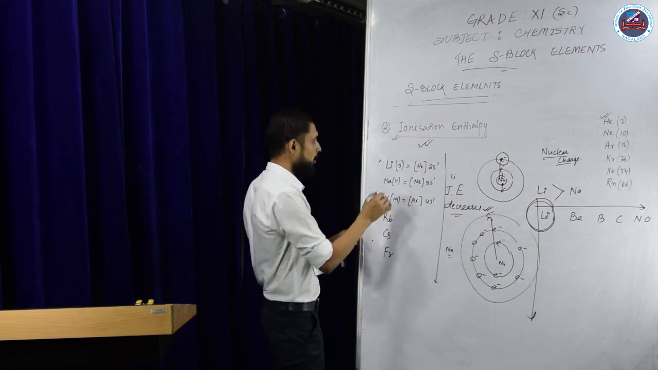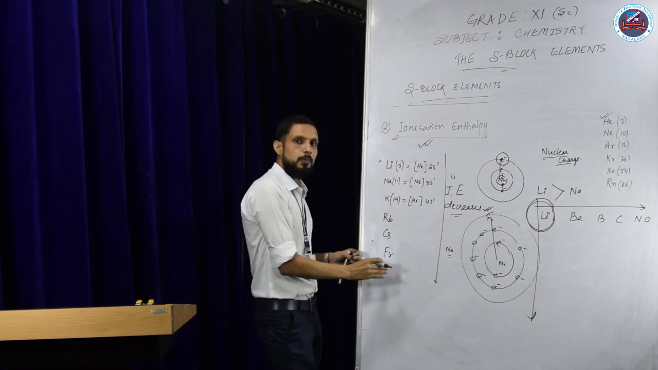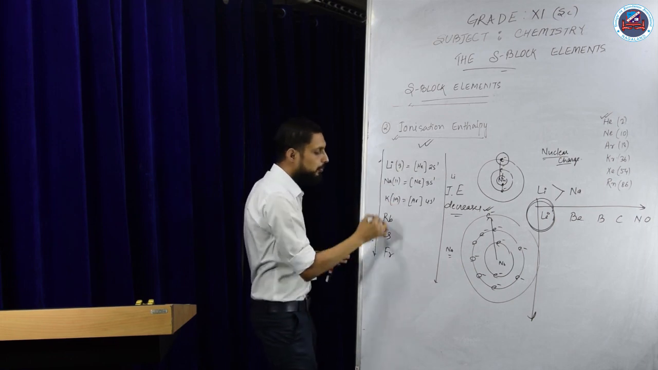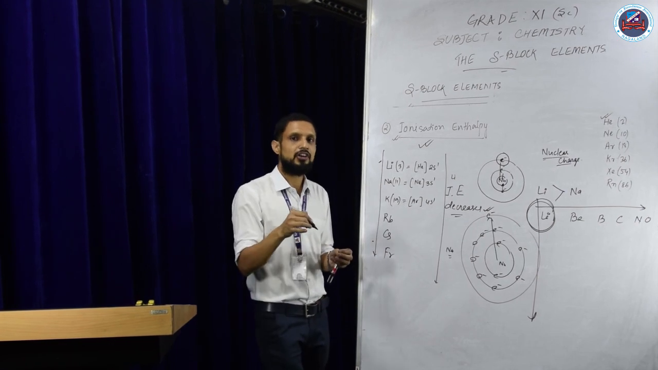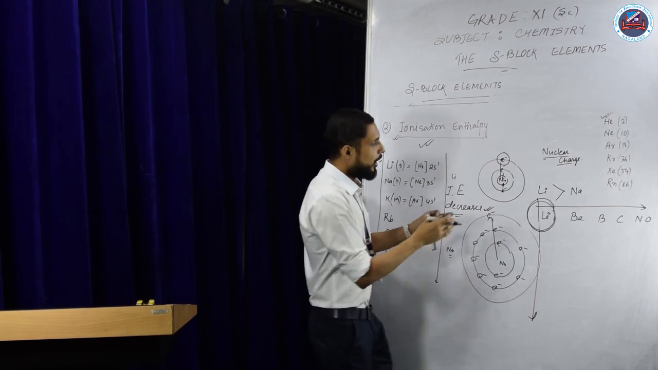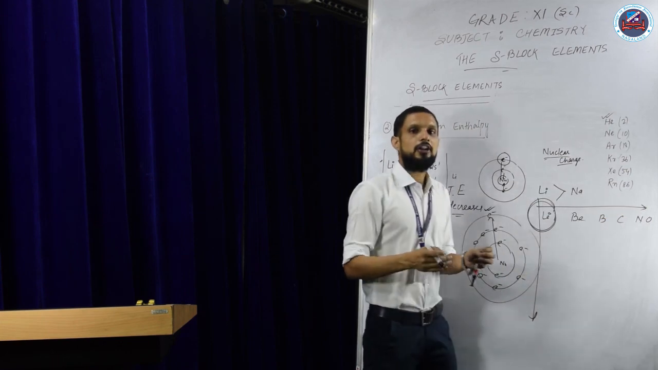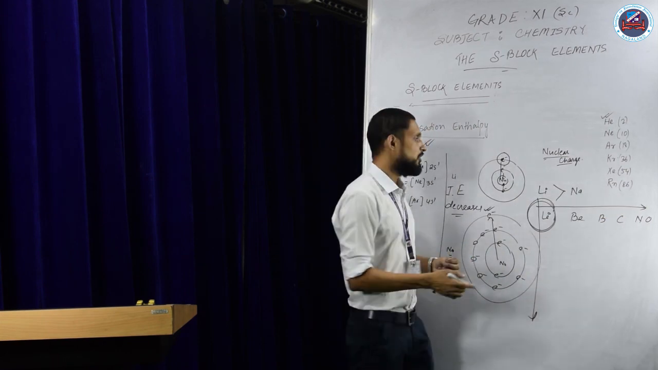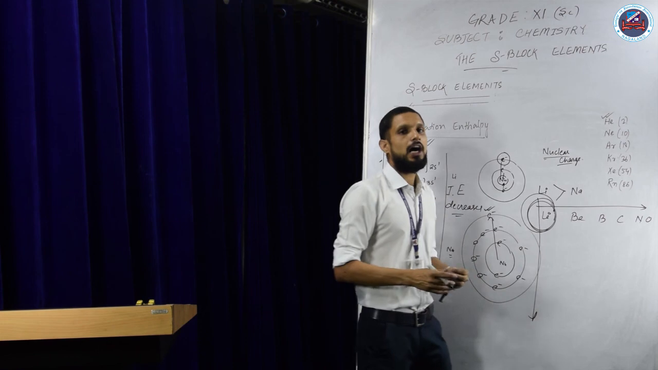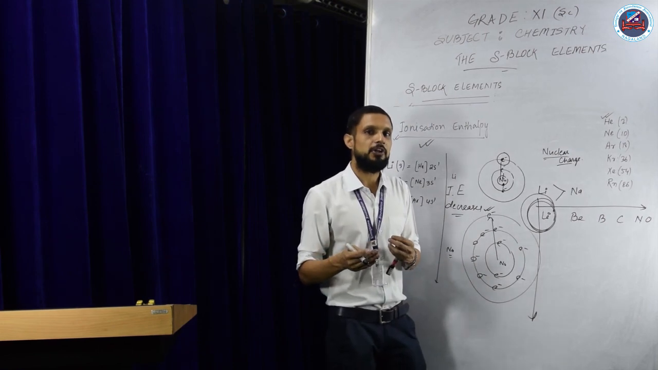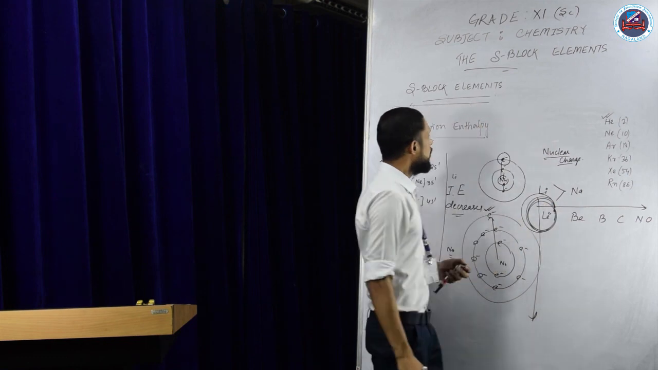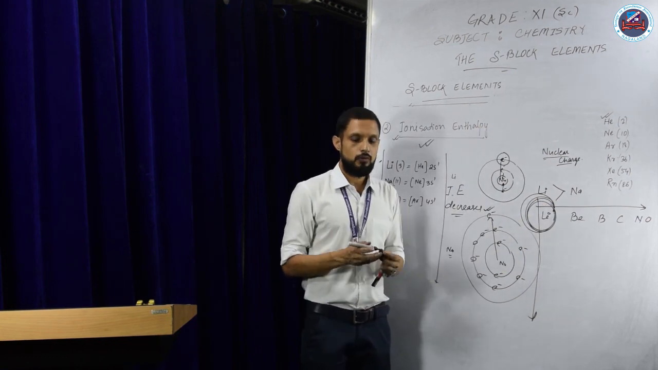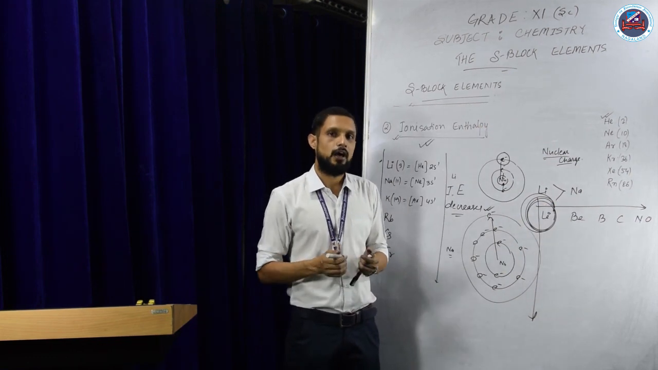So it's quite clear here. Down the group, the ionization enthalpy decreases due to increase in size and decrease in nuclear charge. Along the period, the ionization enthalpy increases. That means the alkali metal will have the minimum ionization enthalpy in a period due to maximum size. So in the next video, we'll study atomic and ionic radii.